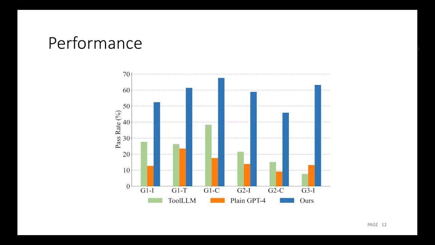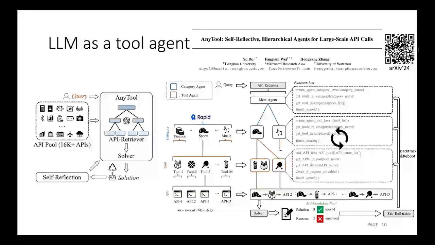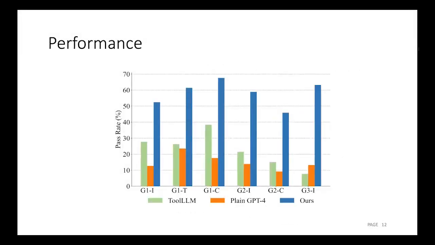Perhaps other things, or perhaps the retriever is not good, the solver is not good, or the self-reflection is not good, or everything is good. So that's why we can see some failure cases. This is not 100%.